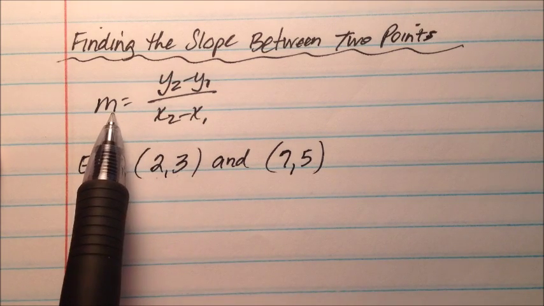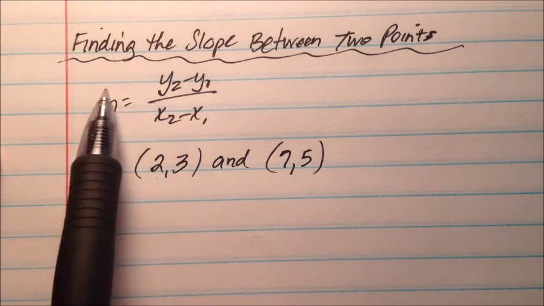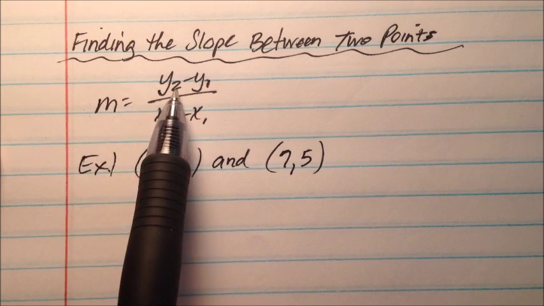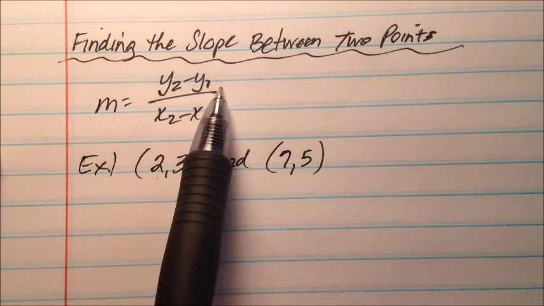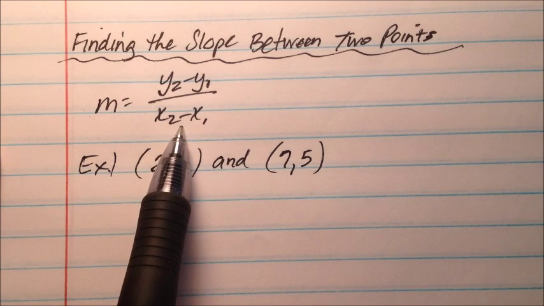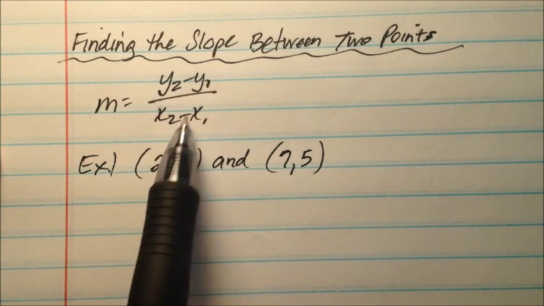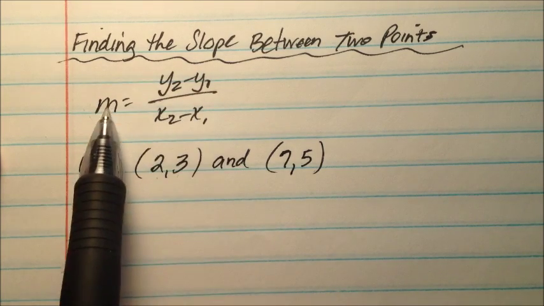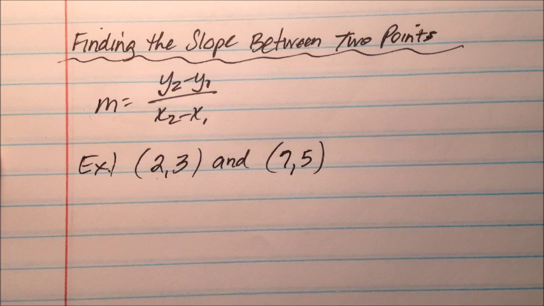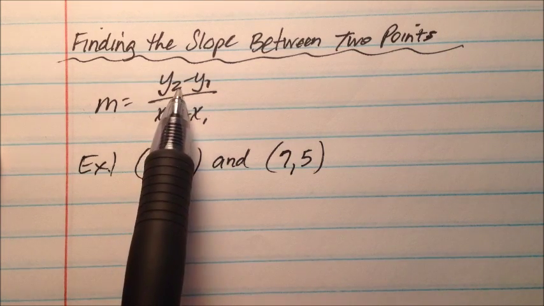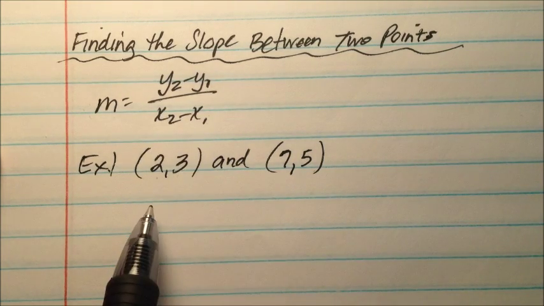Okay, and our slope formula, and m represents slope, is going to be y2 minus y1, or we could say the change in y, all divided by x2 minus x1, or we could say the change in x. So another way to look at this is how much is y changing divided by how much is x changing. Well, our y2 and y1, x2 and x1 are going to be some variables that we need values for.